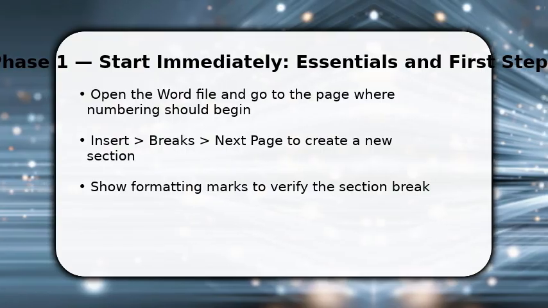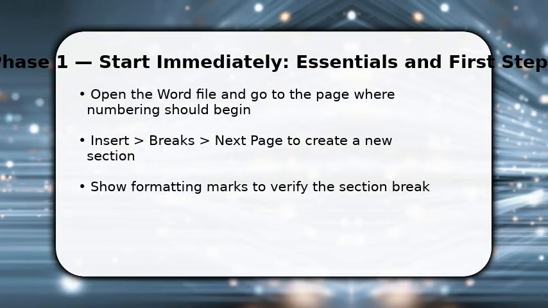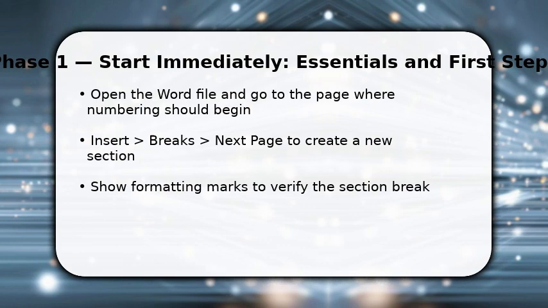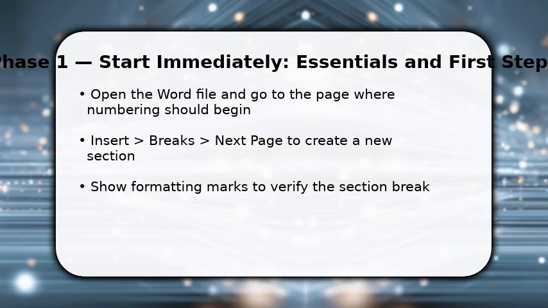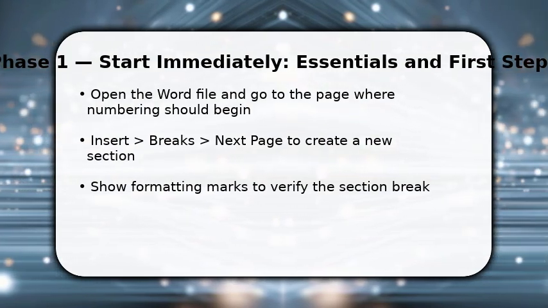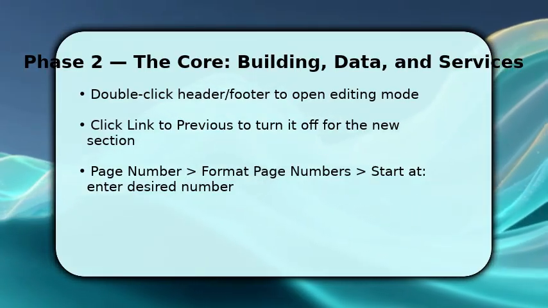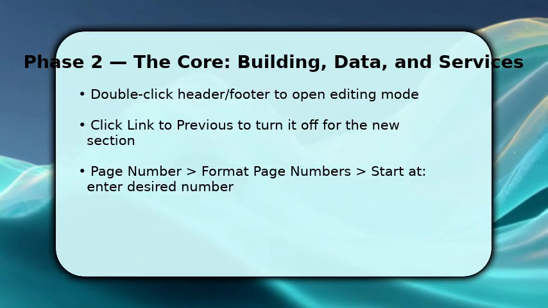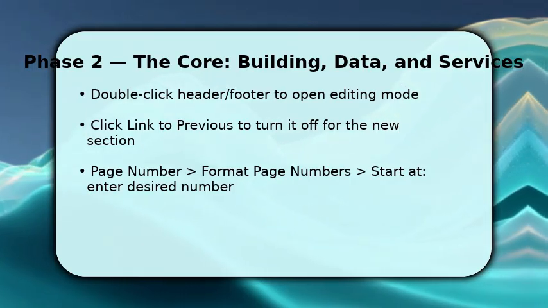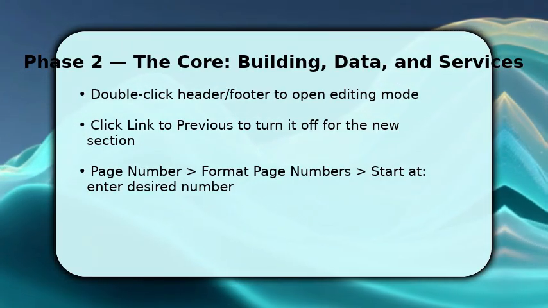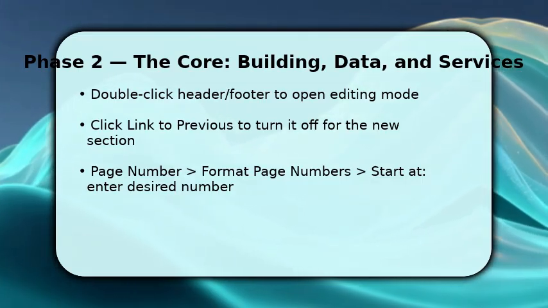These steps separate the new section so you can set independent page numbering. They avoid overriding earlier pages and prepare Word to apply a new numeric sequence. Now you edit the header or footer in the section where numbering should start. Double-click into the header/footer and immediately click Link to Previous to disable it. This breaks the connection so changes won't affect earlier sections.